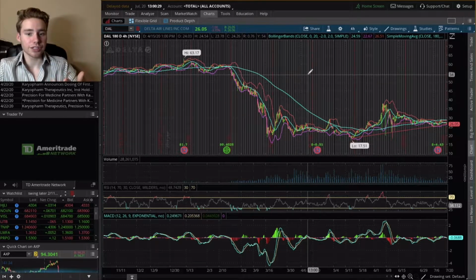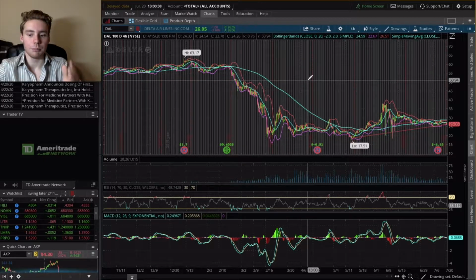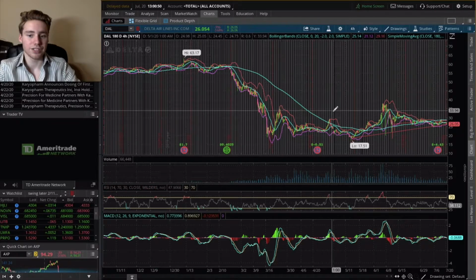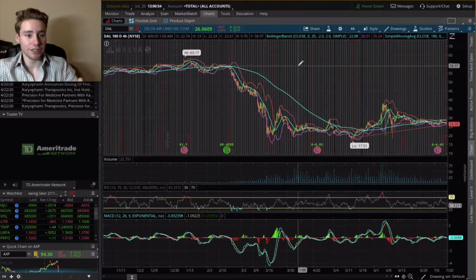Now, how do you use this in your trading? Well, a crossover of the 180-day simple moving average is thought to be a very either bullish or bearish signal. It tends to be something that's quite strong, something that's quite reliable in terms of the overall trend direction, and possible trend reversals if there is a crossover. Now, I have an example here of DAL.